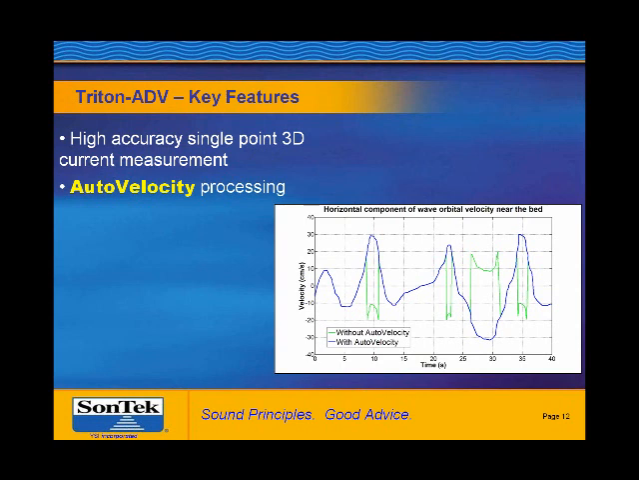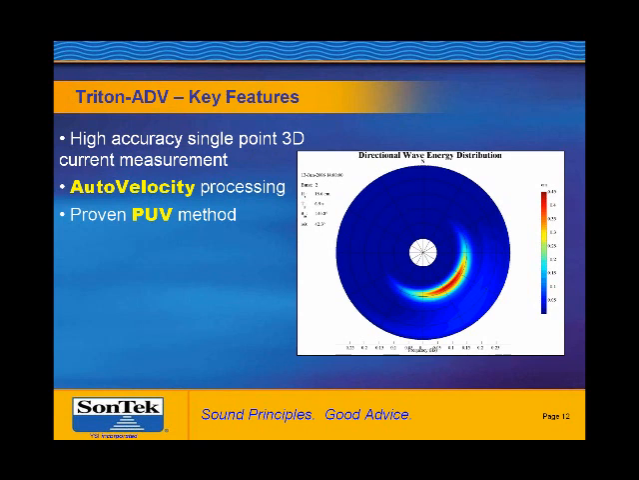Now, the Triton-ADV, however, automatically adjusts its configuration throughout the deployment, preventing the recording of bad data. Auto-velocity allows the Triton to measure velocities in the range of plus or minus 4.5 meters per second, all without compromising data resolution and without complicated configuration options. This is an exclusive thing about the Triton-ADV, because typically these preset velocity ranges do infer some loss in the resolution of the system. As we'll discuss soon, the Triton uses the PUV method to measure directional waves. Now, the PUV method has been widely accepted and is a proven technique for measuring directional waves. We'll discuss it in further detail later in the presentation.